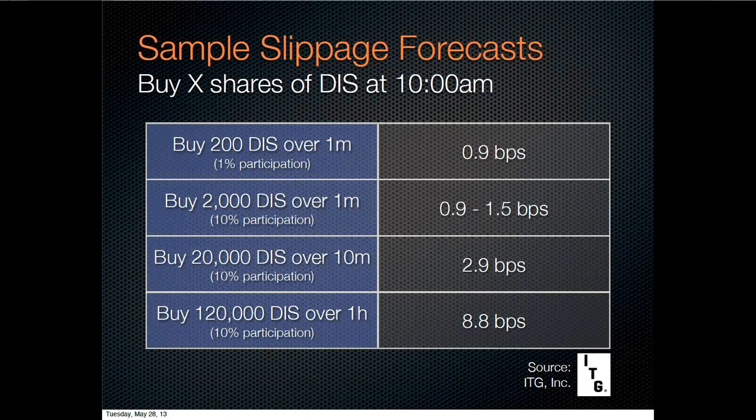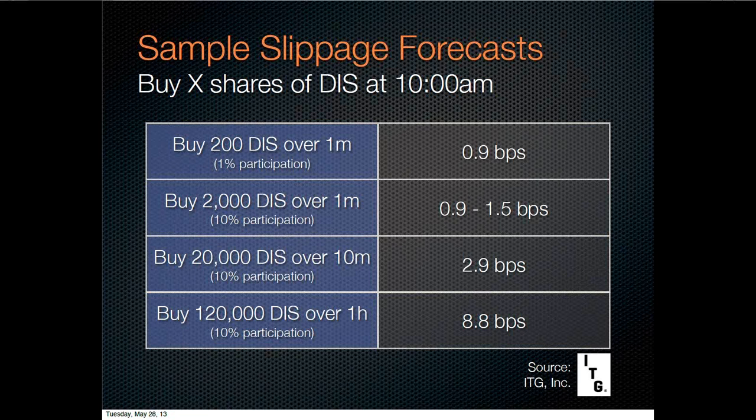And this slide gives you some examples. This comes out of an ITG slippage model, and you can see how their estimates change as we vary the order size and the time horizon. So starting from a very small order executed over a very short horizon, where we're buying 200 shares over a minute, and we have very, very low slippage, and then on up to executing a 120,000 share order over an hour, which is going to have much larger slippage. So you can see how some of these factors tend to interact.